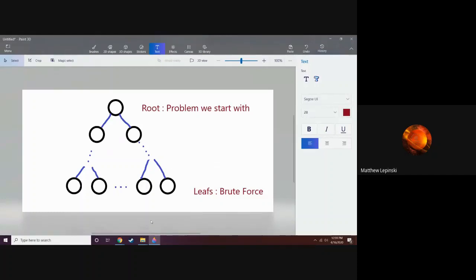Merge sort is the canonical balanced case, and I'll go more into exactly what I mean here, but just for thinking, merge sort is kind of the canonical balanced case.